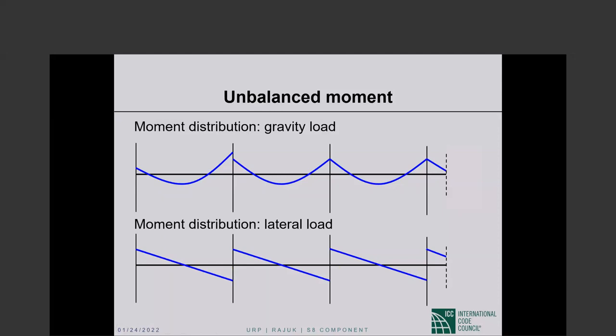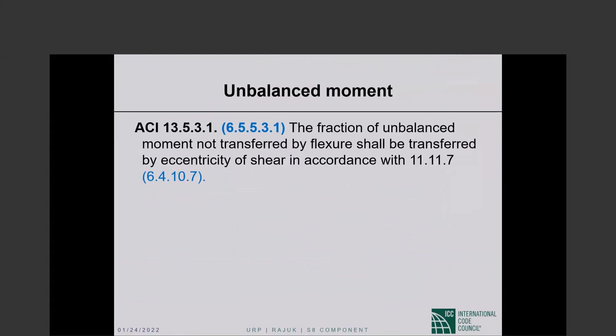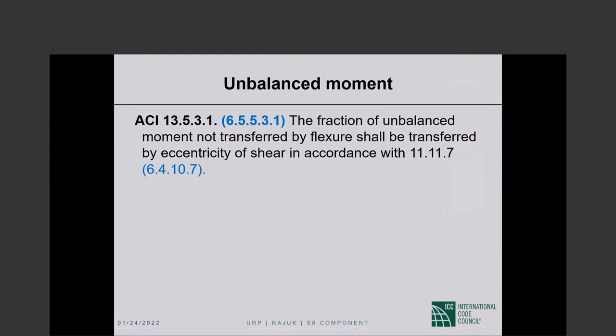This is a huge difference between a flat plate column frame that carries gravity only, and a flat plate column frame that also resists wind and earthquakes. Huge difference when it comes to this unbalanced moment transfer. Now, when there is a moment to be transferred from the slab to the column at a slab column joint, part of it is assumed transferred by flexure and part of it is by shear.